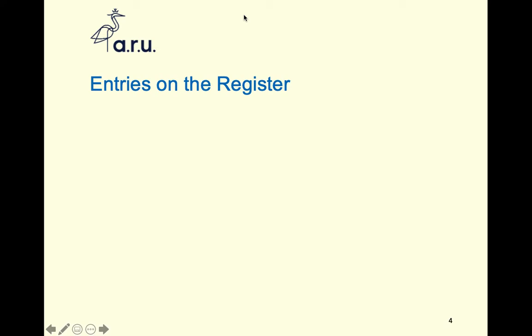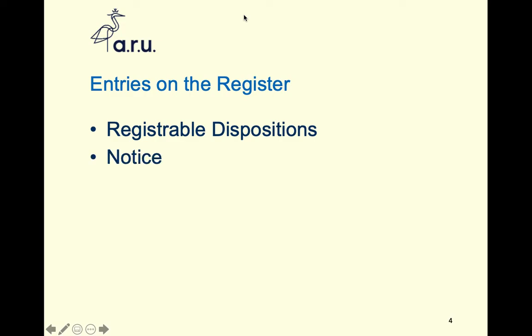We've looked at forms then of entry onto the register. So we've looked at the fact that there are certain dispositions that have to be registered. Those registrable dispositions, meaning that it is for those parties to protect themselves in that way by entry on the register. They have to obviously do that.